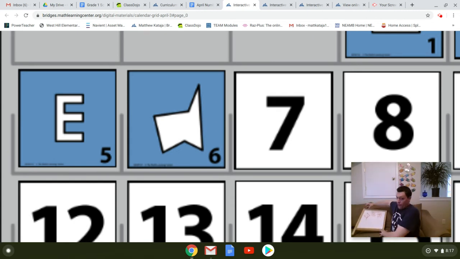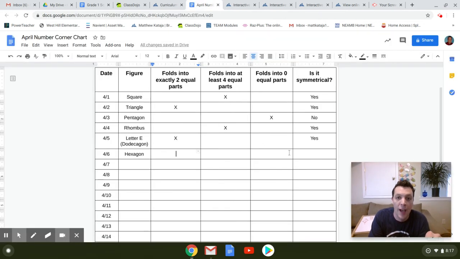So when I fill out my chart, I'm going to say folds into 0 equal parts. And I'm doing a great job. Is it symmetrical? No. Now I am noticing more of a pattern.